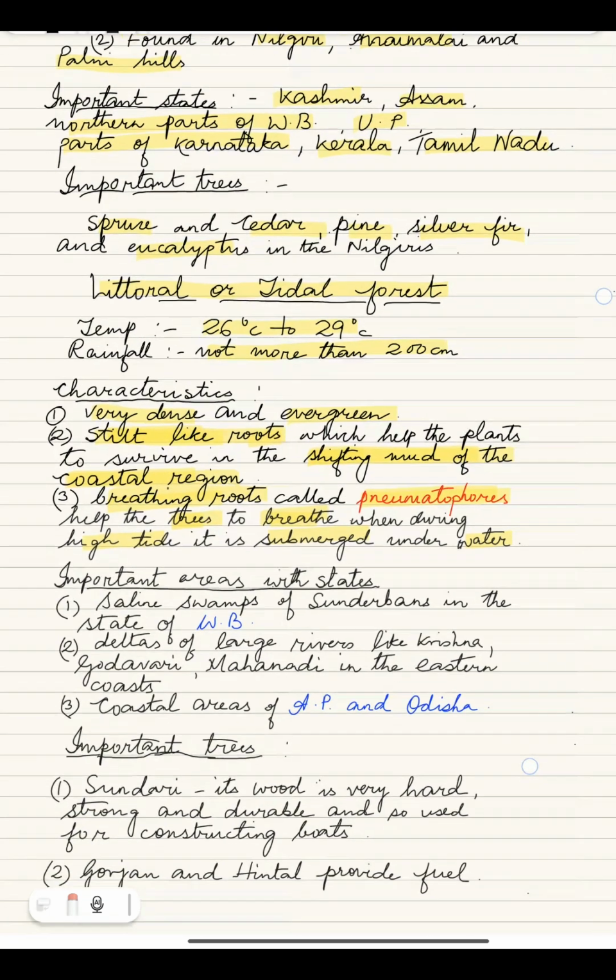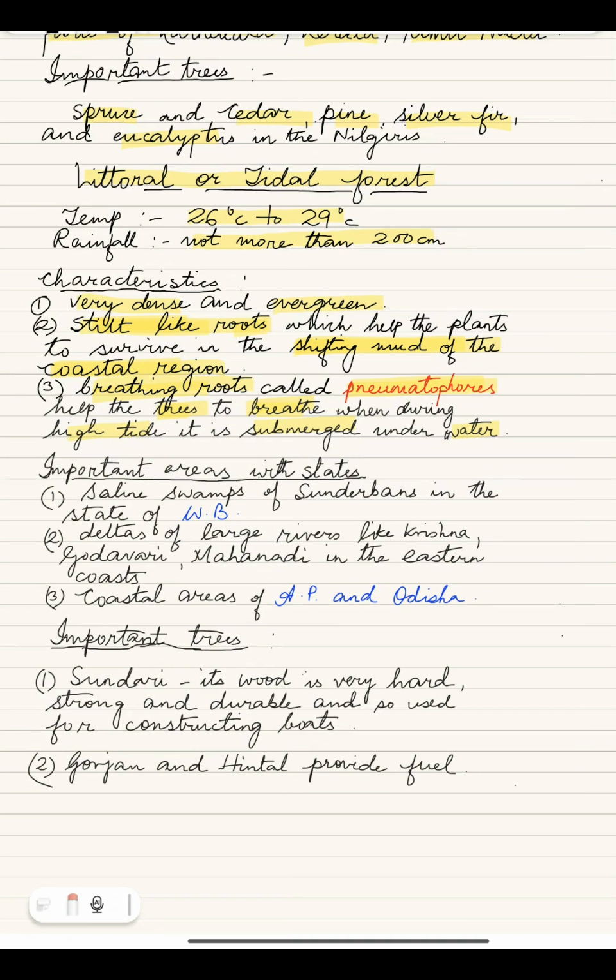Important areas with states, most important, we have the saline swamps of Sundarbans, which include the state of West Bengal. Then the deltas of large rivers like Krishna, Godavari, Mahanadi in the eastern coast. And another, the coastal areas of the states Andhra Pradesh and Odisha.